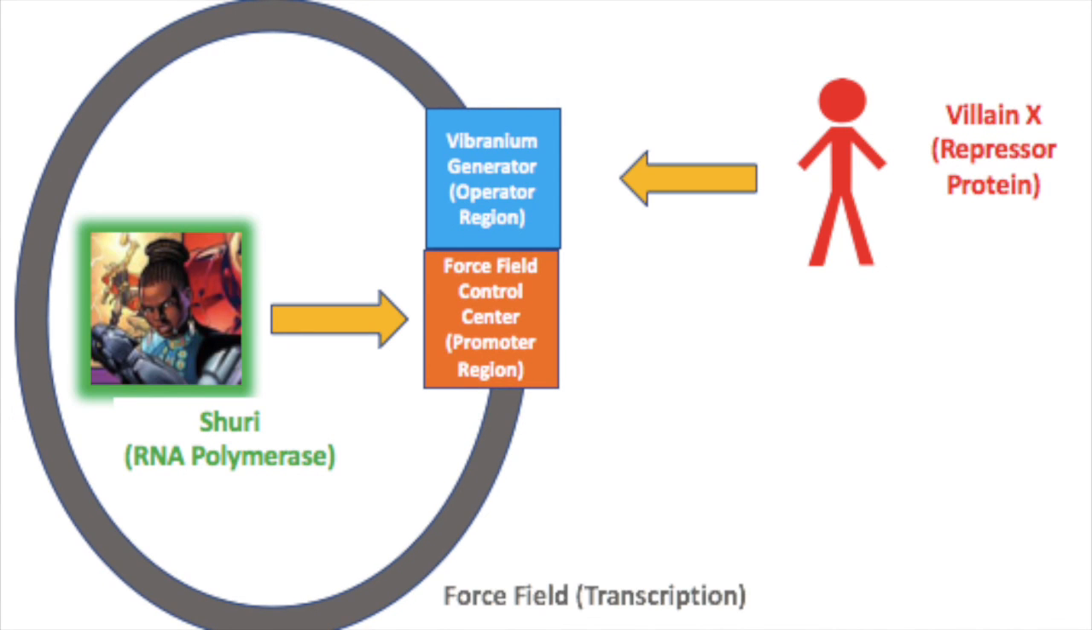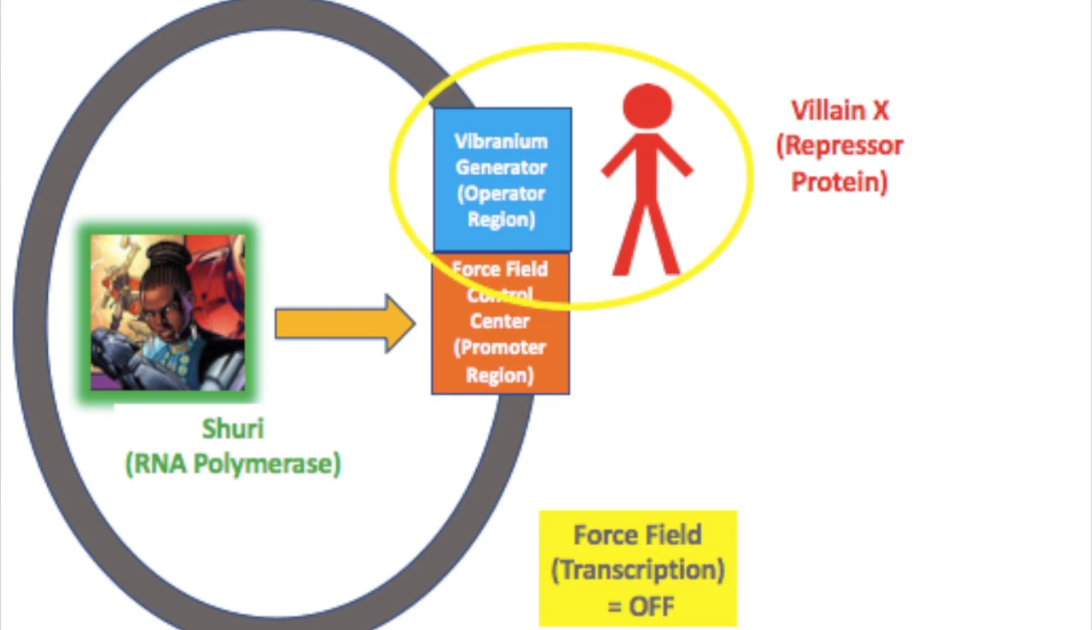If the Black Panther is not present, Villain X can reach the generator before Shuri can turn on the force field, and the force field will be inhibited. The force field being inhibited represents transcription being turned off.